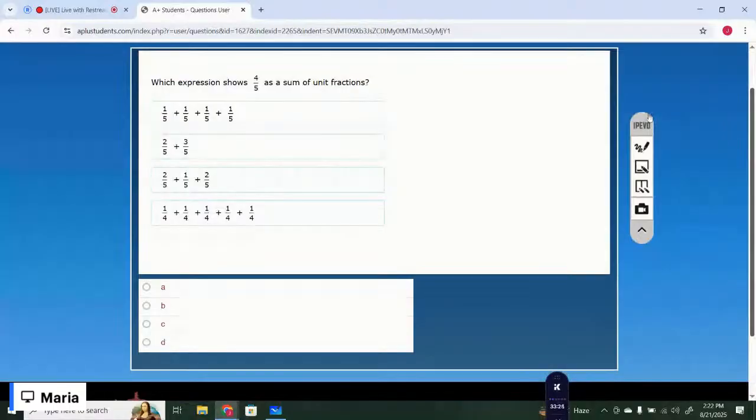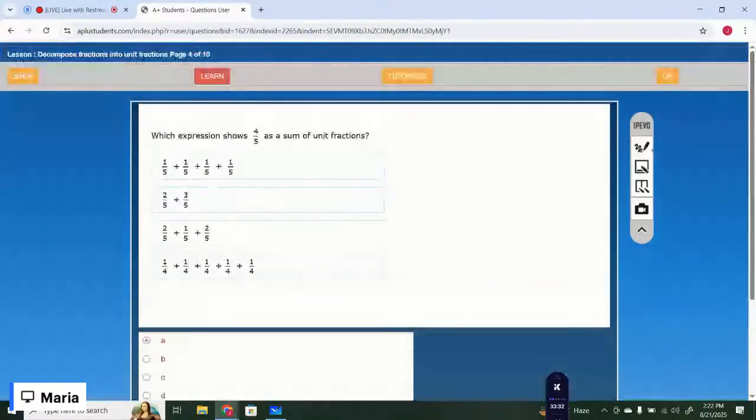4. Option number A is the correct option. 1 plus 1 plus 1 plus 1. So option number 1 is the correct option.